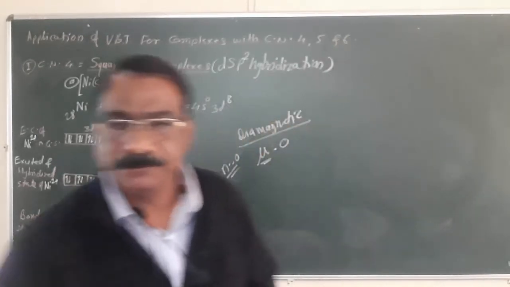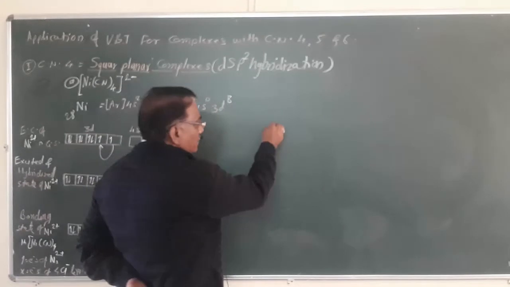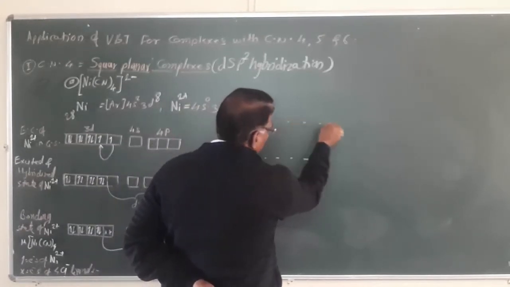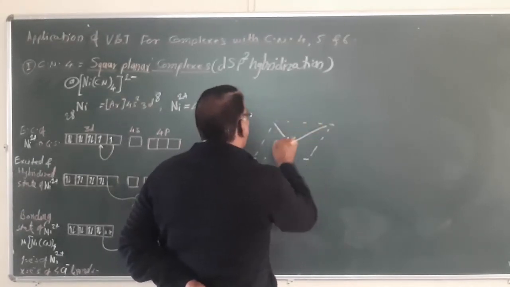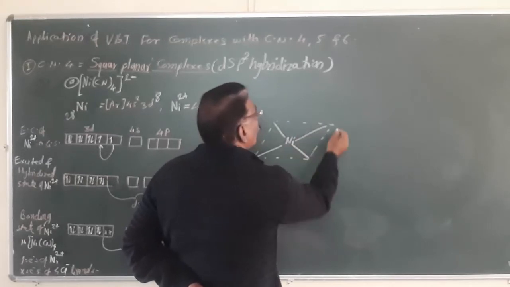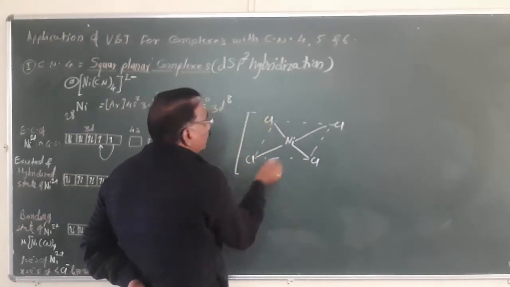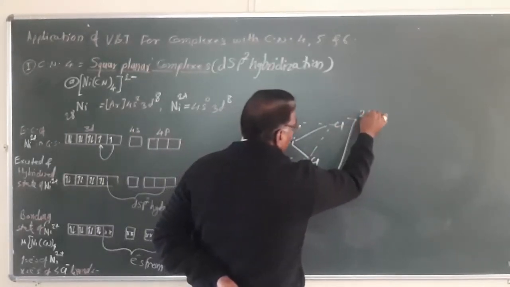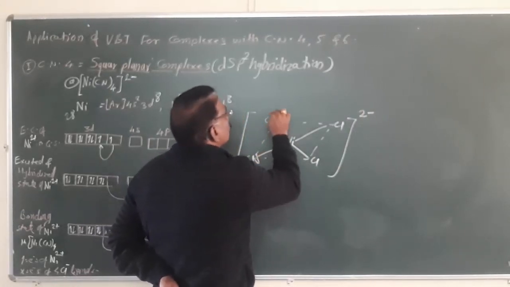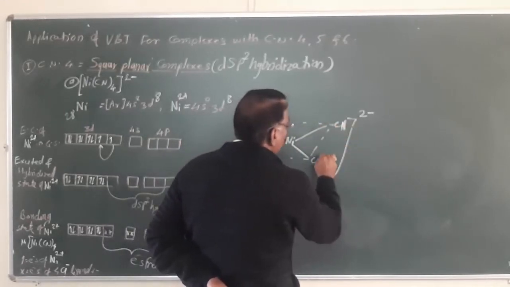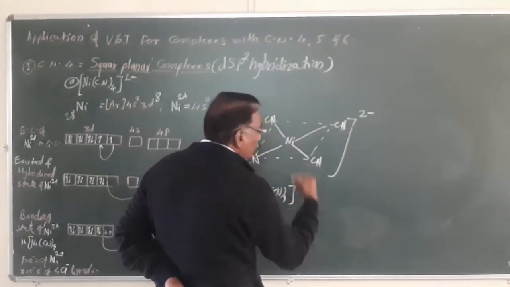See its structure. When we see the structure of this NiCl4, it is a square planar structure. Here nickel is at the center, and there are 4 chlorine atoms coordinated from the corners, and we have the square planar complex of this NiCN4 2 minus complex.